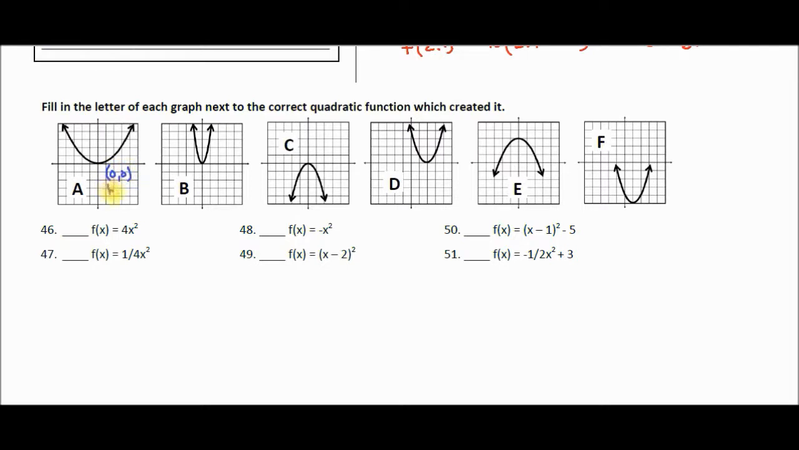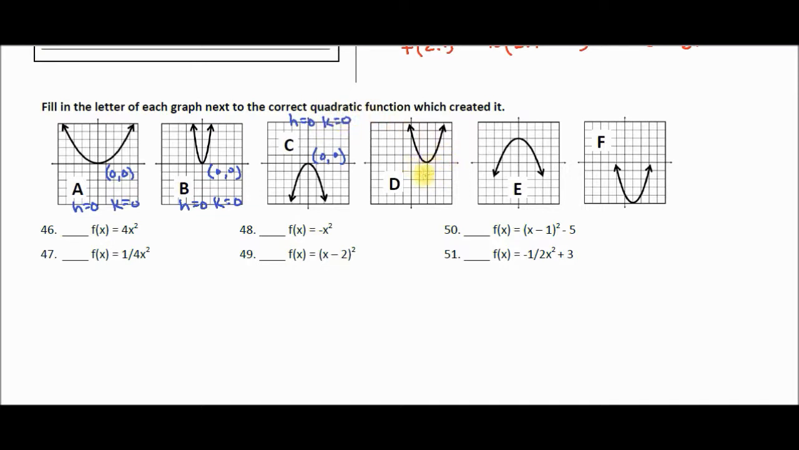This is 0, 0. That's my H and that's my K. Actually, let's do it this way. Let's write 0, 0. And then on the bottom of the graph, let's write H equals 0, K equals 0. Let's take a look at the next one. This is also 0, 0. So H equals 0, K equals 0. Looks like graph C also has the vertex at 0, 0. That means H equals 0, K equals 0.